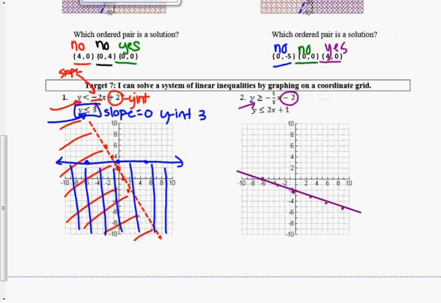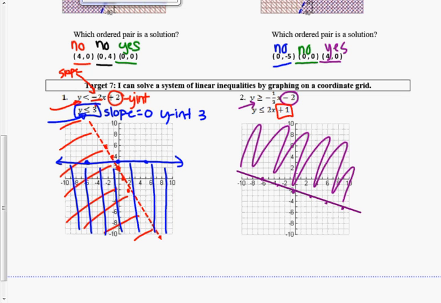So we're connecting with our solid line. It wants everything greater than or equal to for our y values, so I'm going to shade everything above the line. For my second graph, I have a y-intercept of 1, and I have a slope of 2 over 1. So from there we need to go up 2, right 1, up 2, right 1. Or you can go down 2, left 1.